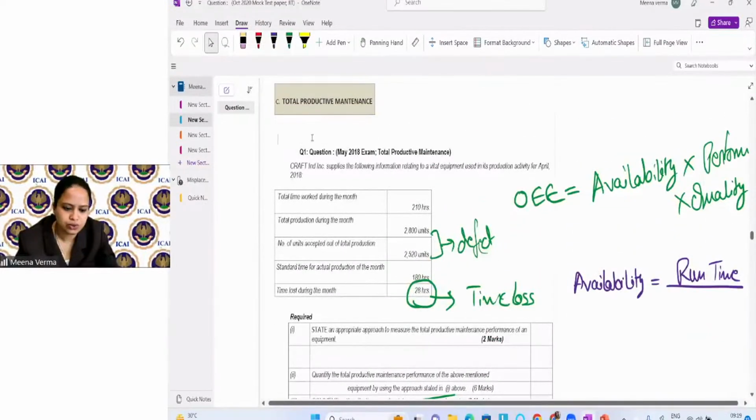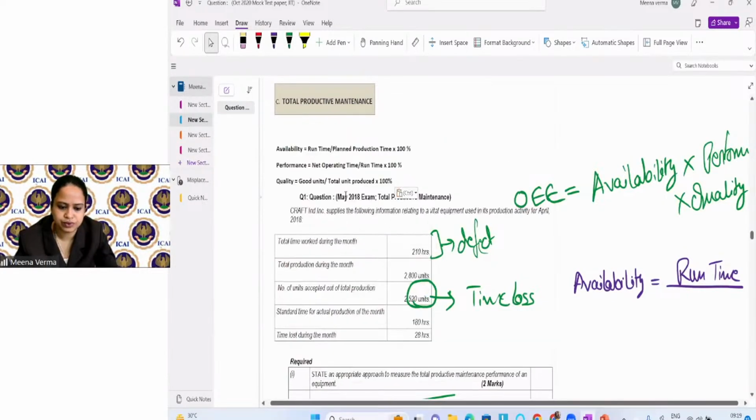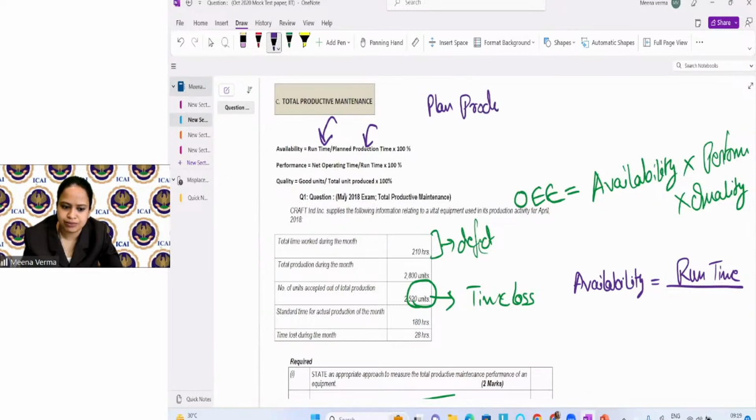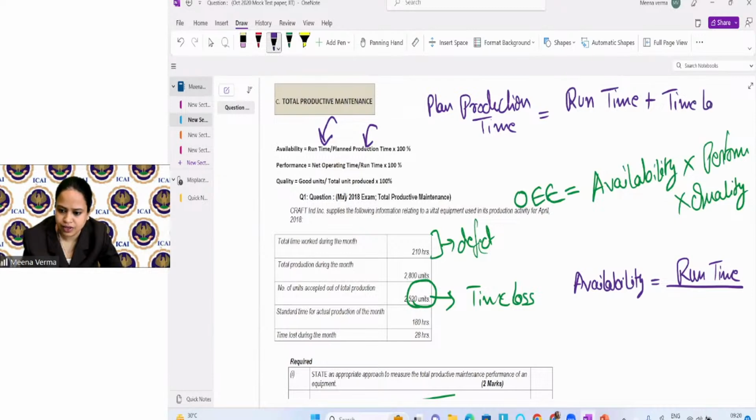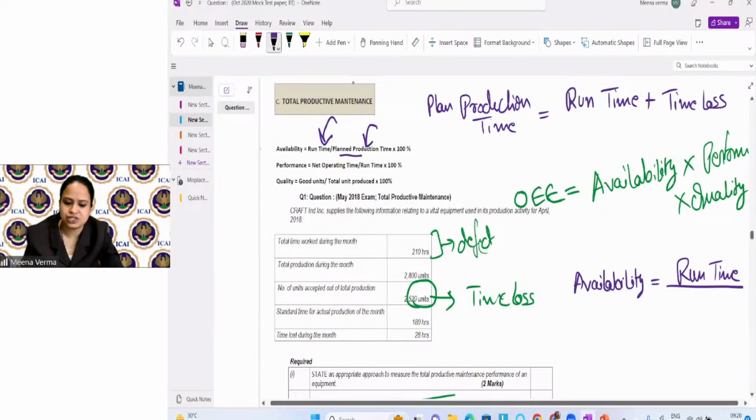Okay, so let me write the formula for you. This is the formula, right? You have to consider the runtime and the planned production time. You know that planned production time is equal to runtime plus time loss. We have learned this. Now see here, time loss is given. Now, what will be the runtime?